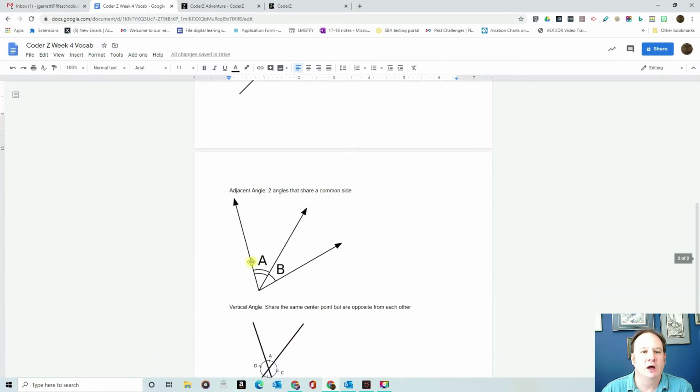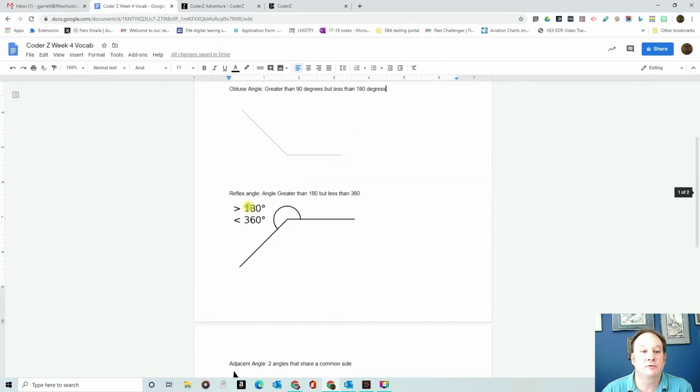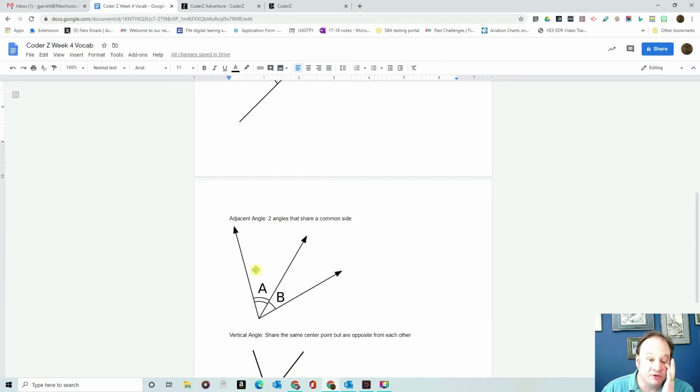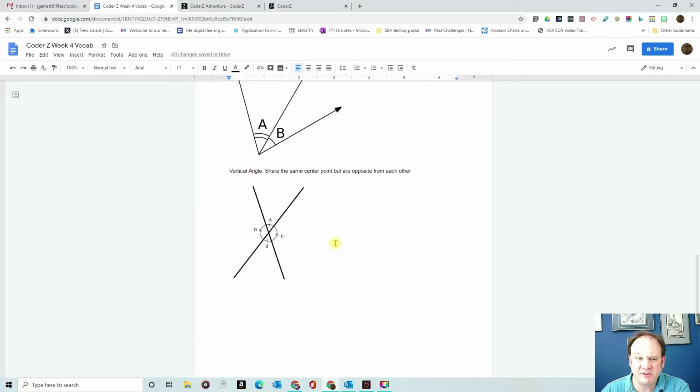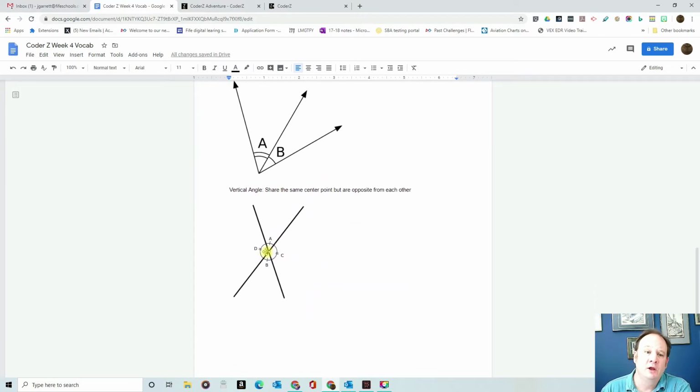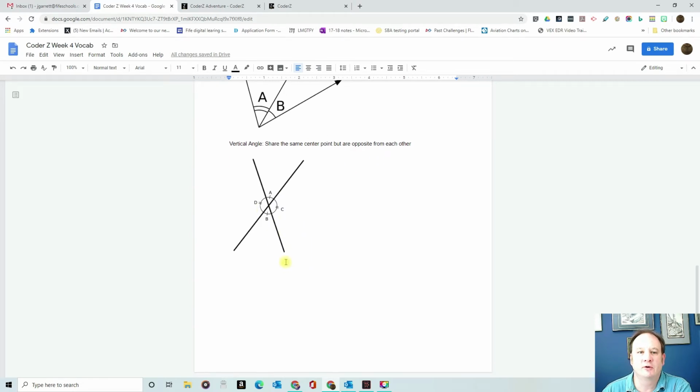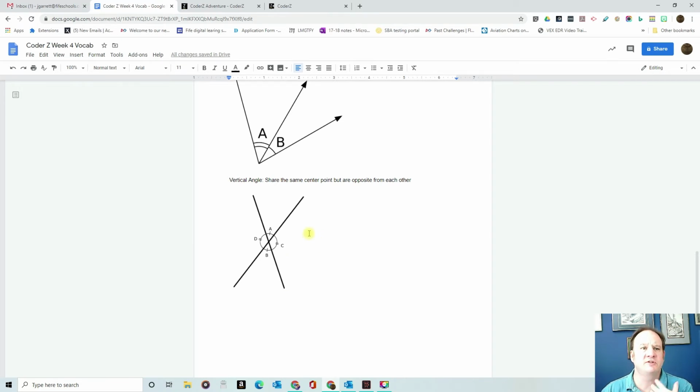So that's a reflex angle. Adjacent angles are simply two angles that are together. They have a common side. So right here you've got A and B, and there's their common side. And then another type of angle, a vertical angle. That's where they have the same vertex, the center point is how I'm saying it. So A and B are vertical angles, D and C are vertical angles. Those are all the different types of angles you're going to run into.